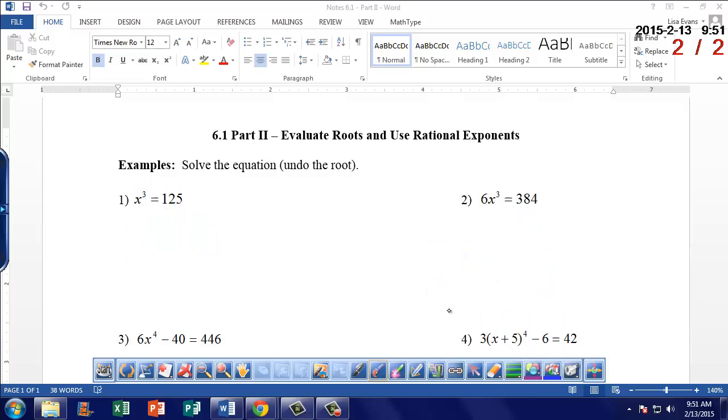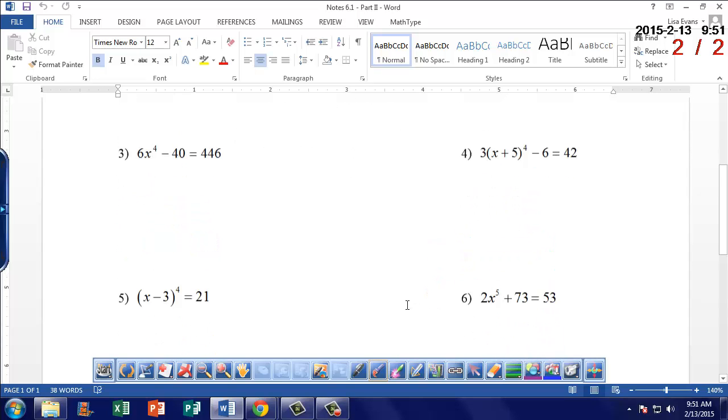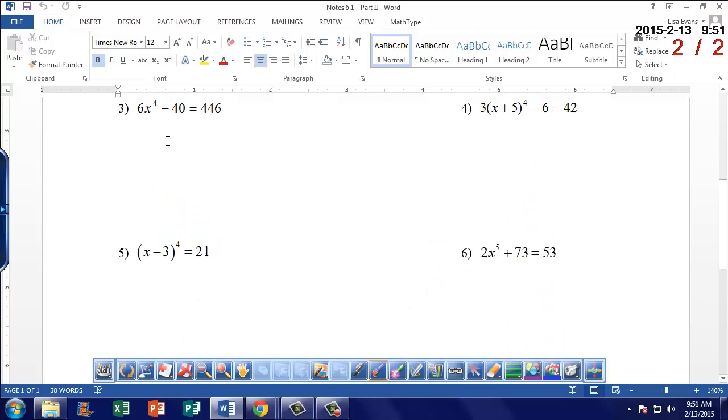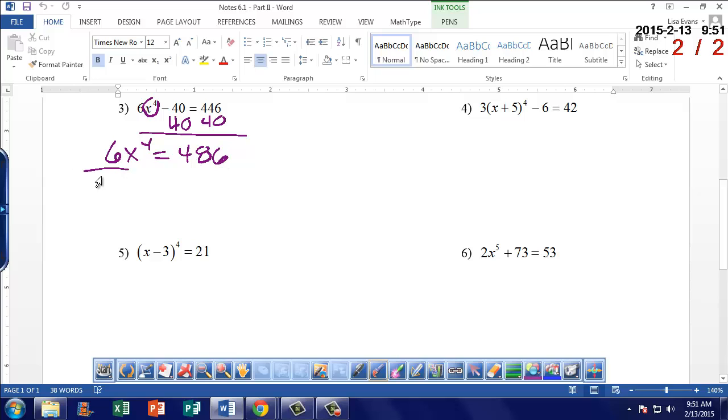Okay, let's go ahead and move on to equations that are a little bit trickier. Okay, up here, we need to get this x to the fourth by itself. So step 1 is to add 40 to both sides. Once I do that, I get 6x to the fourth equals 486. Go ahead and divide both sides by 6. I get x to the fourth equals 81.